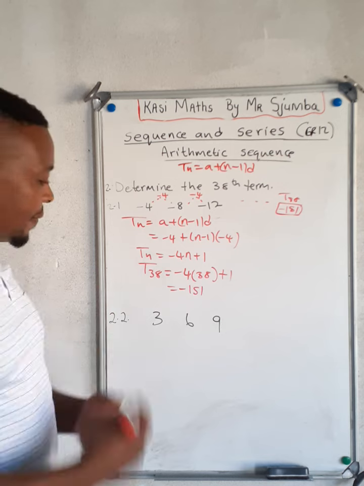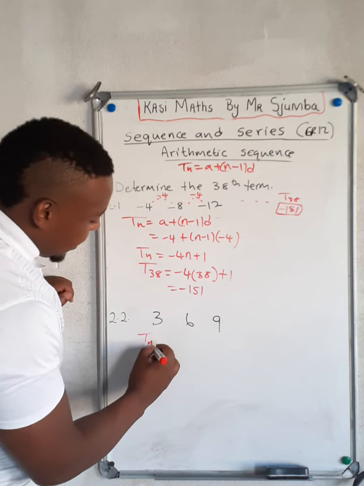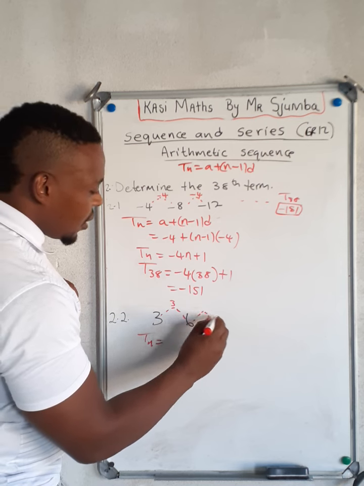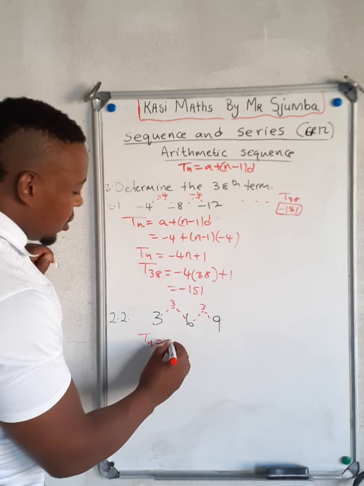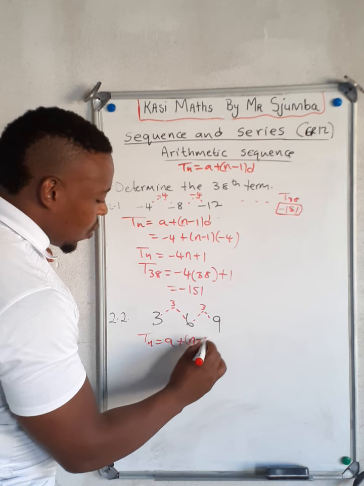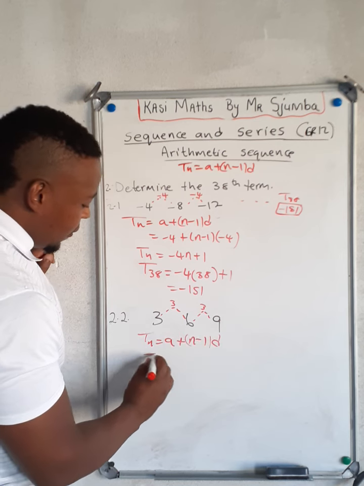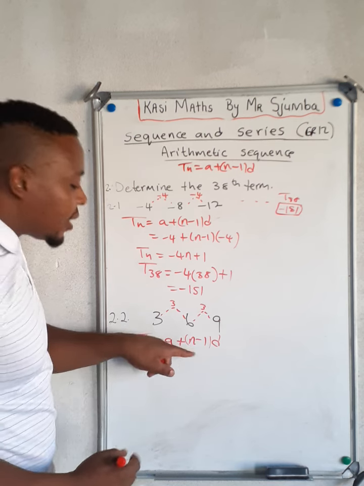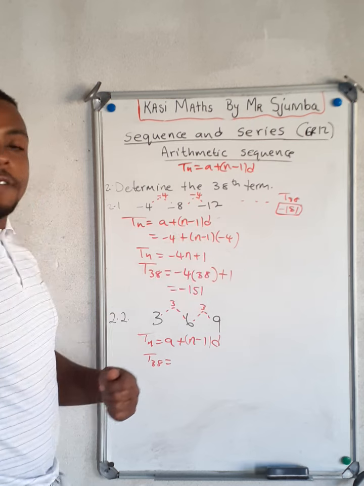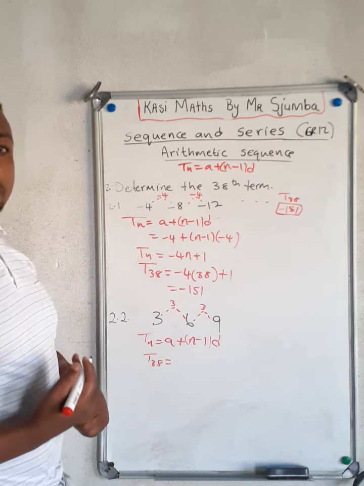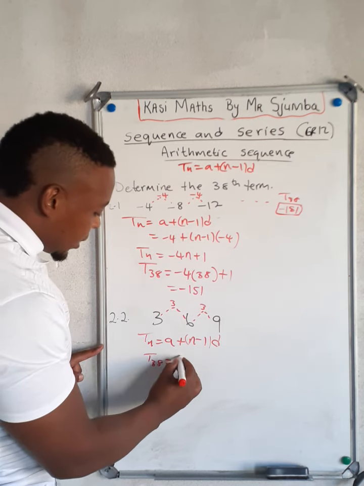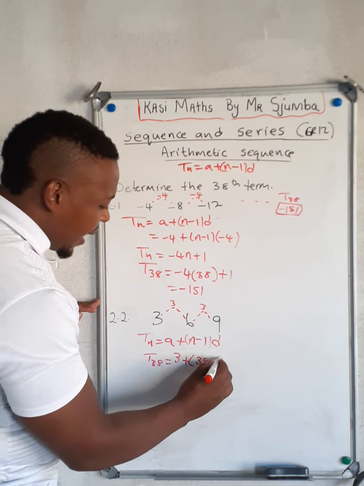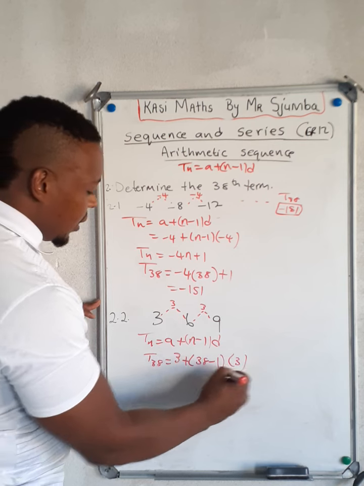We get the value. So Tn here will equal the common difference. 6 minus 3 is 3. 9 minus 6 is 3. So that's going to be a plus n minus 1 d. Then we're looking for term 38. So n is from 38, a is from the first term, d is from the common difference. So a is 3 plus n, we're looking for term 38, difference is 3.